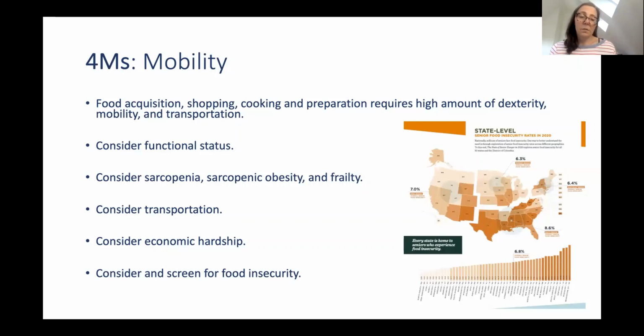Many health systems screen for food insecurity, and it's important because food insecurity and chronic comorbid disease interact in negative ways and influence each other. And so making sure that acquiring food is possible and healthy food is possible for your patients.